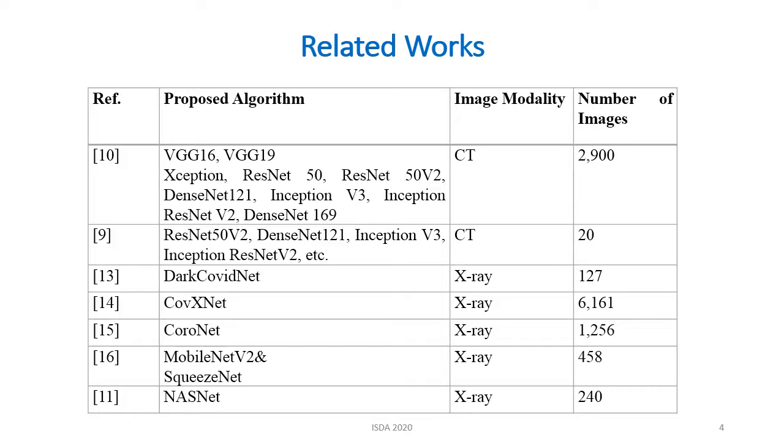There are some research works already, for example VGG16, VGG19, ResNet50, V2, ResNet 21, DarkCovidNet, CovXNet, CoroNet, etc. Algorithms have been proposed by various researchers in order to detect COVID-19 from the CT images or X-ray images.